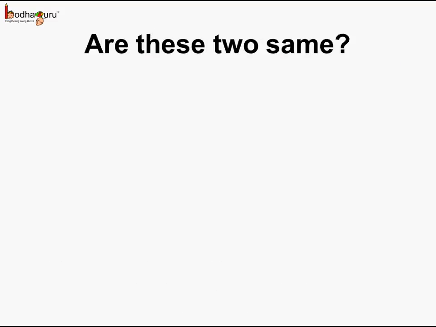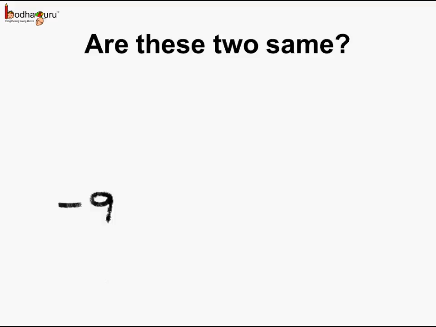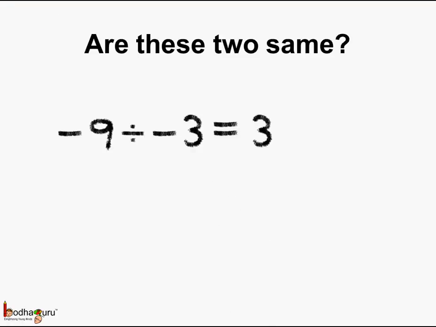Now let's see another example. Minus 9 divided by minus 3. What is it equal to? Now let's divide the other way: minus 3 divided by minus 9. Are these two the same? Let us see. Minus 9 divided by minus 3. Now 9 divided by 3 is 3. And we know when we divide a negative integer by a negative integer, the answer is a positive integer. So here the answer is 3.